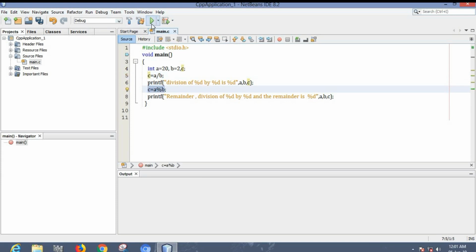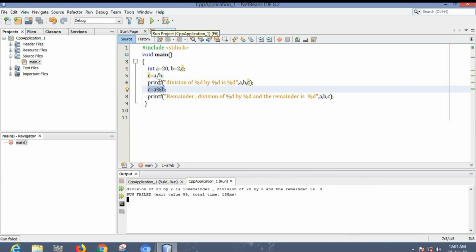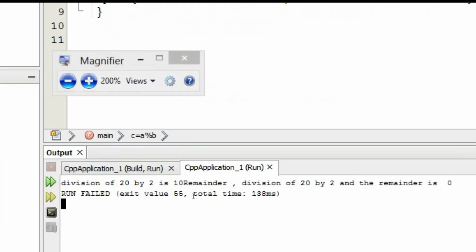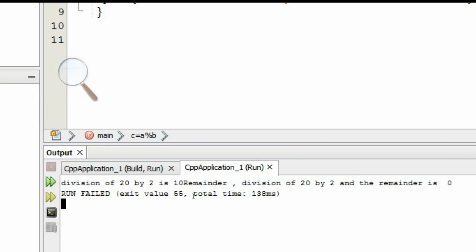So we will run this program. You can see here, I will zoom for you. Division of 20 by 2 is 10, so we get the quotient 10. The remainder of the division of 20 by 2 is 0. It means if we divide 20 by 2 we get remainder 0, because 2 tens are 20 and we have remainder 0.